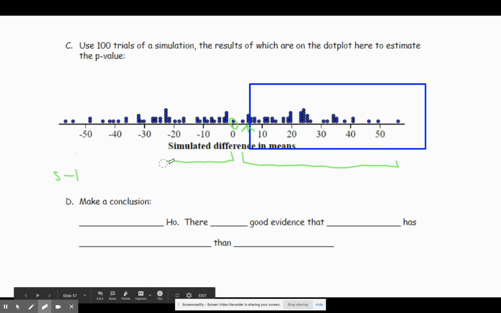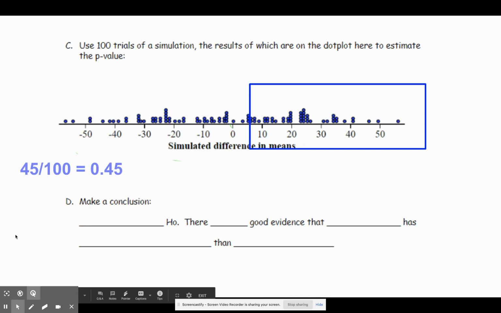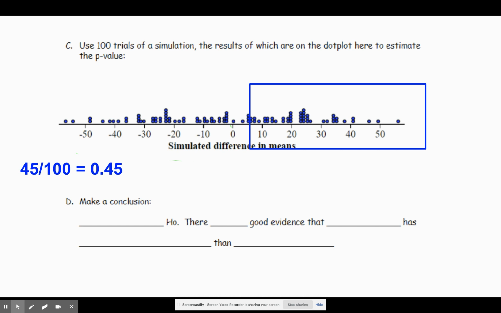And let me erase this real quick here. And there's a lot of them there, right? And so remember, what we're looking for is: is it greater than 5% or less than 5%? I actually went ahead and counted all those dots, and there are 45 of them. So our p-value is 45 out of 100, or 0.45. And that is definitely greater than 5%. So our conclusion would be that we will fail to reject the null hypothesis.